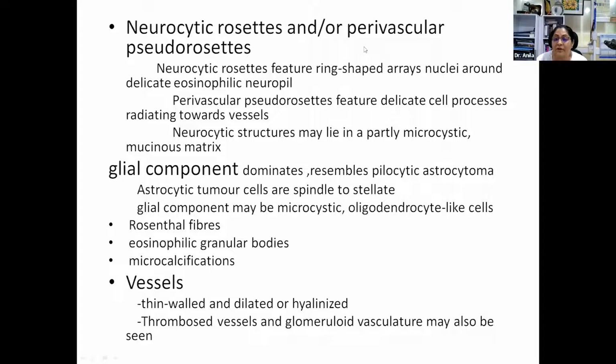The neurocytic rosettes are ring-shaped arrays of nuclei around delicate eosinophilic neuropil, or when they are arranged perivascularly, they are called pseudorosettes. And the neurocytic structures may lie in a partly microcystic or mucinous matrix. The glial component can resemble a pilocytic astrocytoma, and the cells are spindle to stellate in shape. And Rosenthal fibers, eosinophilic granular bodies, and microcalcifications can be seen. The vessels in these tumors are thin-walled. They can be dilated or hyalinized, and even thrombosed vessels and glomeruloid vasculature may be seen.